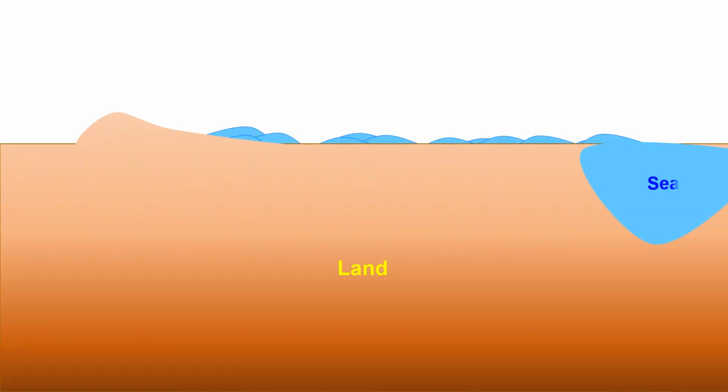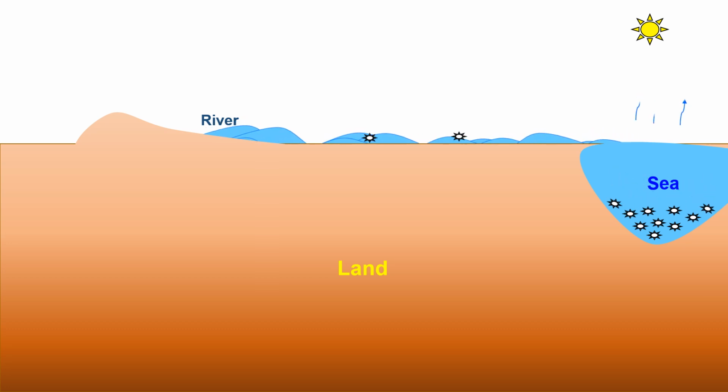The same process happens in our oceans too. The rivers dissolve the salts present on land and deposit them in the oceans. Imagine this process repeating itself for millions and millions of years. Hence, ocean waters are salty.